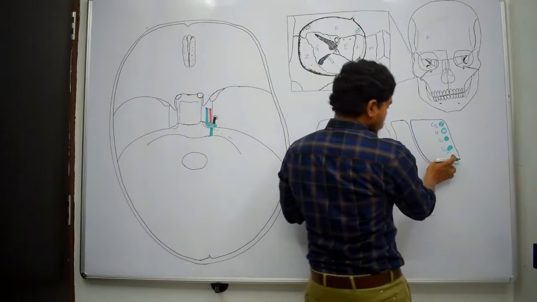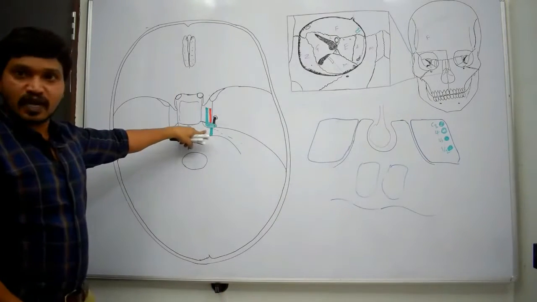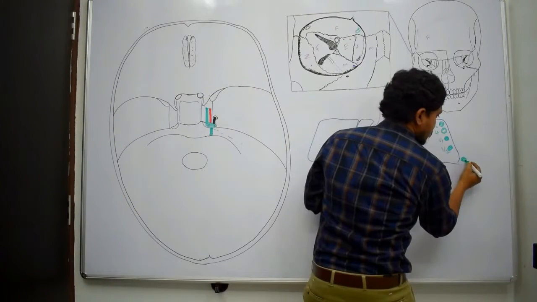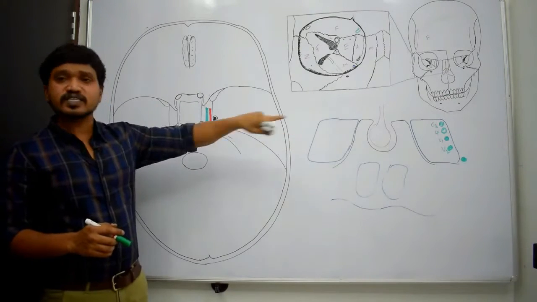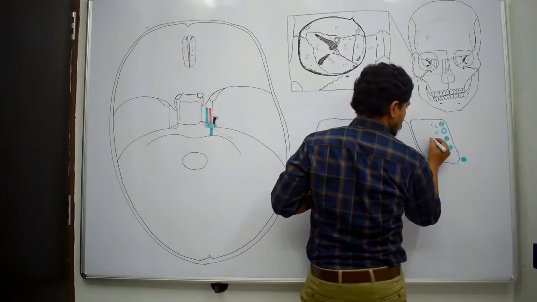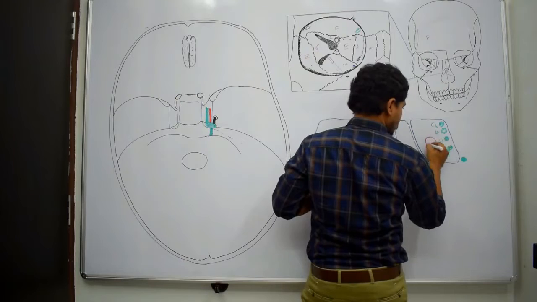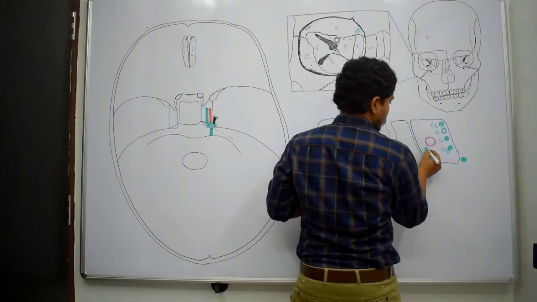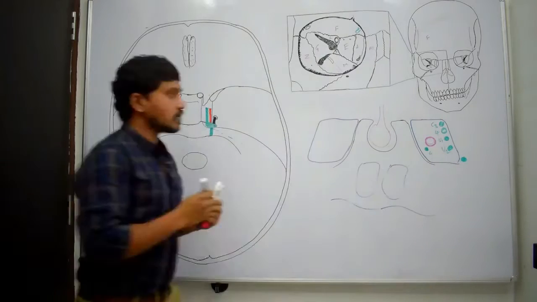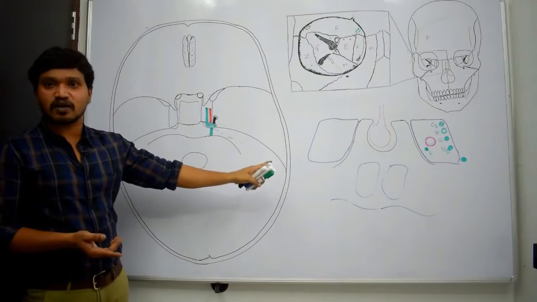And one more nerve will be coming from the trigeminal ganglion, but it is not passing through the cavernous sinus. This one will be present here. Then through the center of the cavernous sinus, two more structures are passing. What are those? This is the internal carotid artery. Then the abducens nerve, that is the sixth cranial nerve. So this is sixth.